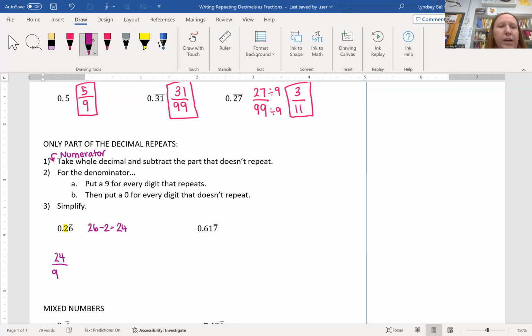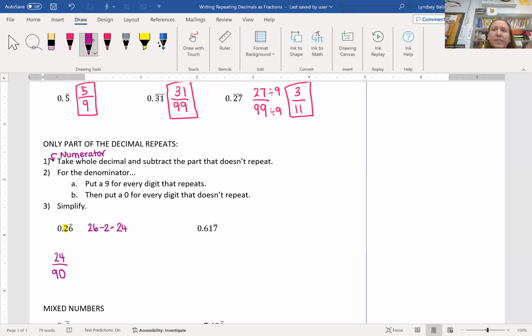But now we have one more step, and that is to put, following the 9, a 0 for every digit that doesn't repeat. So once again, we had that 2 in the decimal that doesn't repeat. So there is 1 digit that doesn't repeat, and we are going to put a 0 for every time that happens. So here we end up with 24 over 90. And what's nice if you don't quite remember the rule, but you kind of know how it's supposed to look, you can try it. I just did it on my calculator, and we can see that we get 0.26 repeating, which is nice.